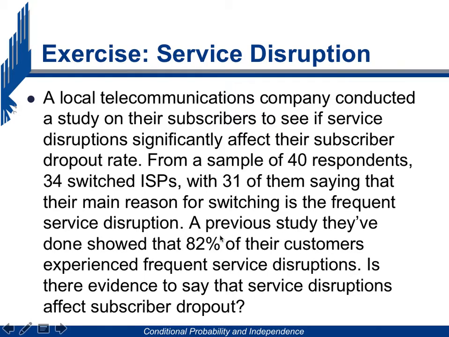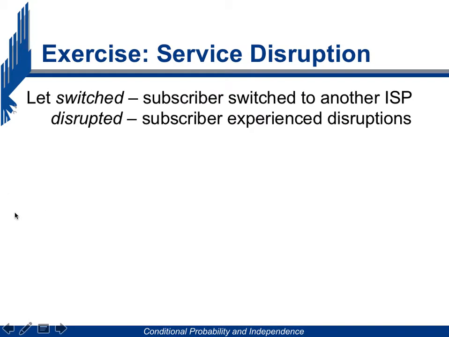A previous study they've done showed that 82% of their customers experienced frequent service disruptions. So we want to know if there is evidence to say that service disruptions affect subscriber dropout. Or in other words, we want to know if these two events are independent or not. So again, we identify or we label these two events. We can let switch represent the event wherein the subscriber switched to another internet service provider or ISP. And the other event is the event disrupted, which refers to the event wherein the subscriber experienced frequent service disruptions.